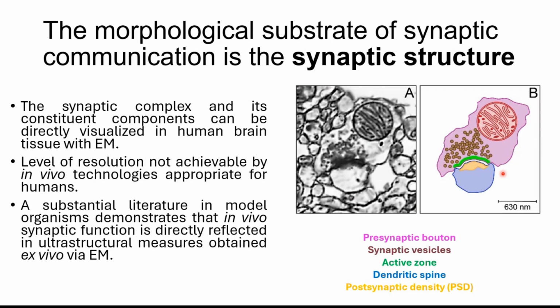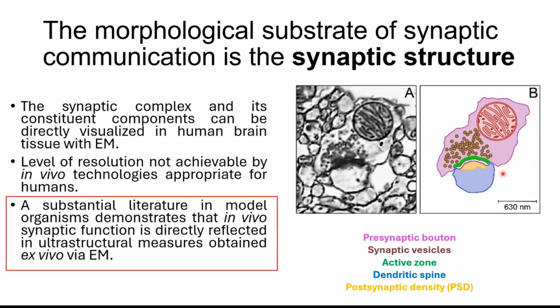So we can, of course, directly visualize these synapses with electron microscopy. Neuroscientists want to know how synapses are functioning or dysfunctional. The technology to look at the synapse level in living human beings, so in vivo, is simply not available and will likely not be available for the foreseeable future. But there is a substantial literature in model systems which demonstrate that in vivo synaptic function is directly reflected in ultrastructural measures that are obtained ex vivo via EM.